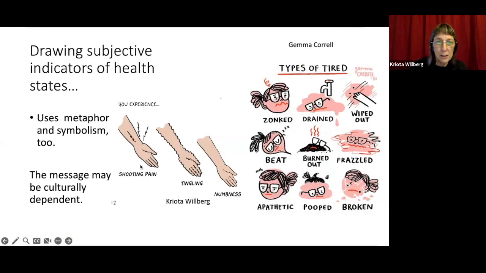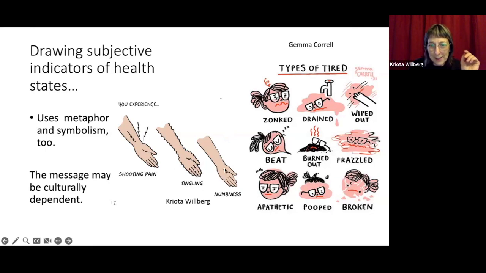So here is a page from my book, Draw Stronger, where I needed to draw some symptoms of like a nerve impingement or nerve damage into the hand. So for shooting pain, I drew lightning bolts as the metaphor for shooting pain. For tingling, I wasn't quite sure what to do, but I thought of the prickly and staticky feeling, so I decided to use a wavy line.